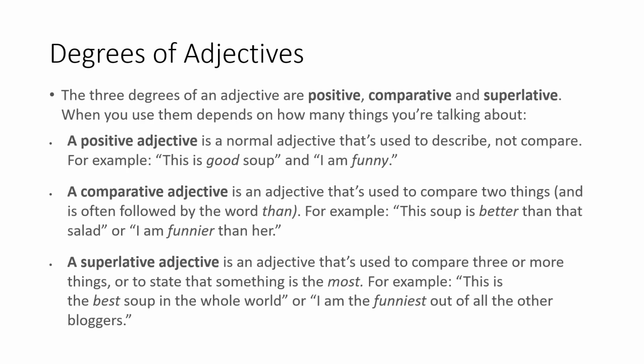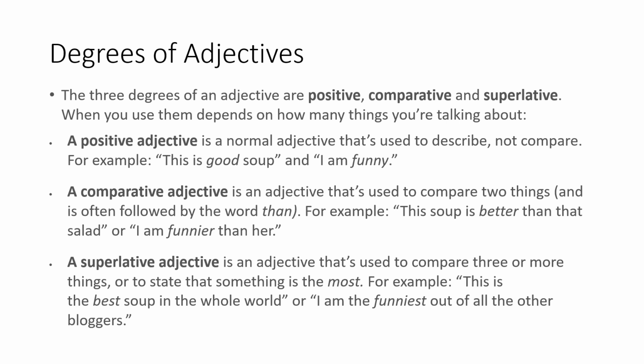Then come degrees of adjective. We know that we have three degrees of an adjective, which are positive degree, comparative degree, and the superlative degree. When you use them depends on how many things you are talking about. A positive adjective is a normal adjective that is used to describe, not compare. For example, this is good soup and I am funny.